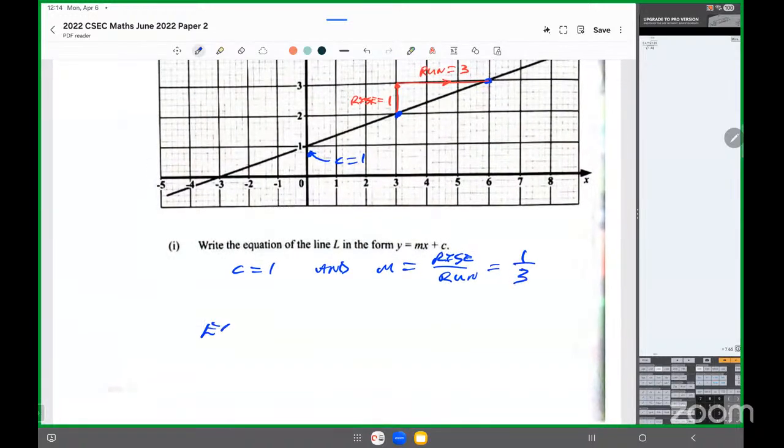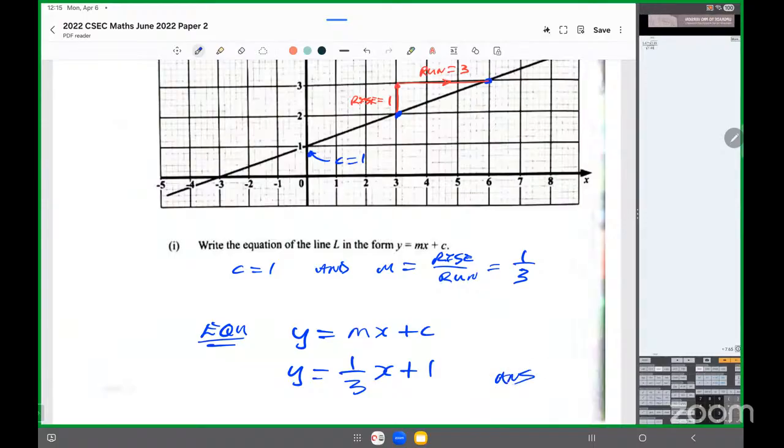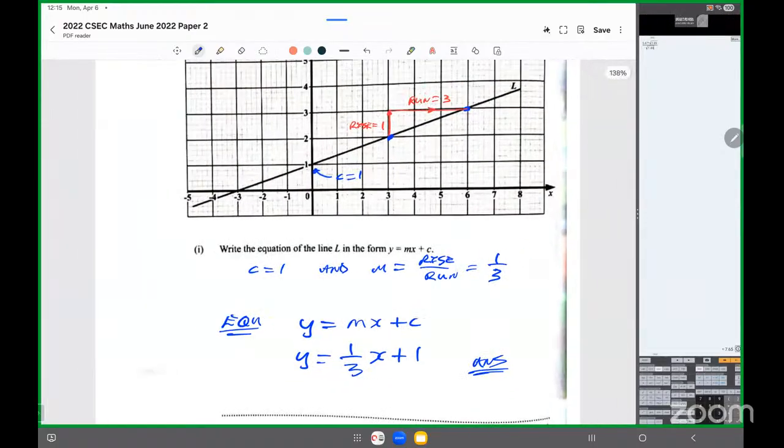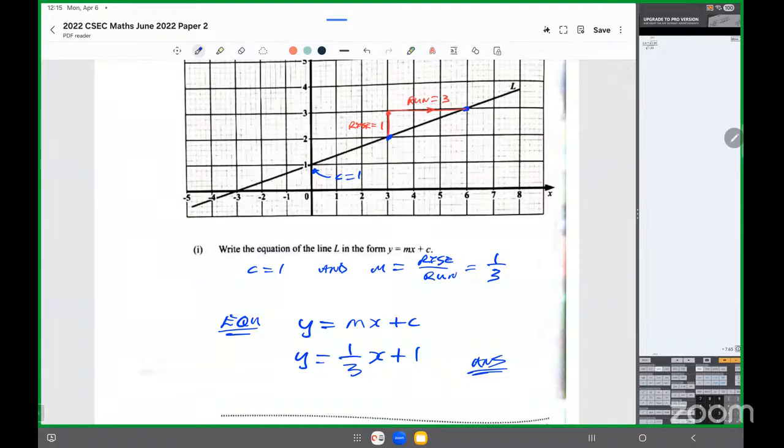So the equation then is y equals mx plus c. So it's y equals a third x plus 1. That's the answer right there. Simple as that. But okay? Yes, sir.